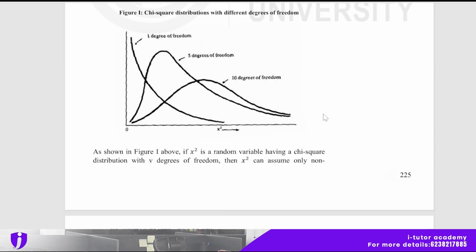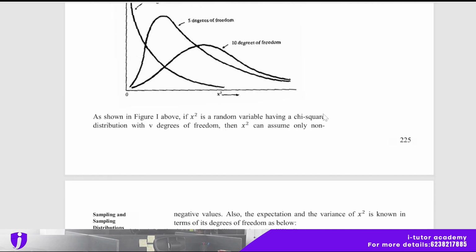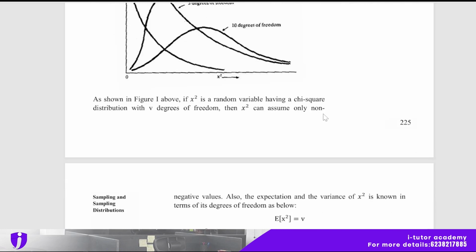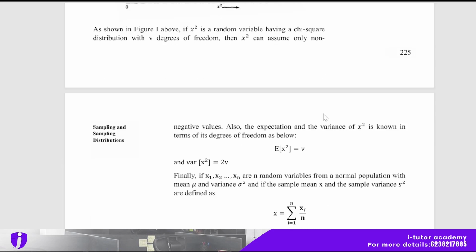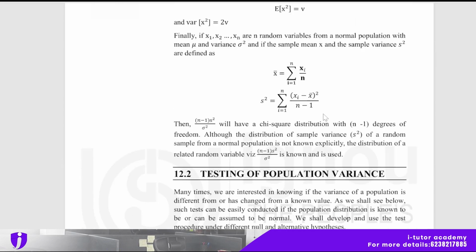As shown in figure 1 above, if x square is a random variable having a chi-square distribution with v degrees of freedom, then x square can assume only non-negative values. Also, the expectation and the variance of x square are known in terms of its degrees of freedom as below. So here is the equation, you just go through it.